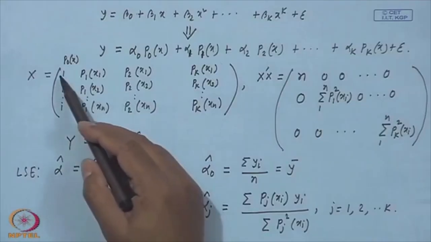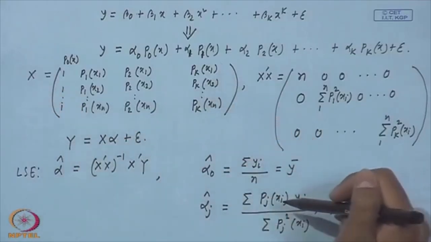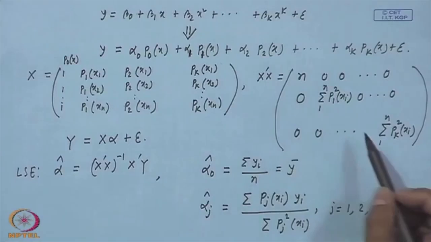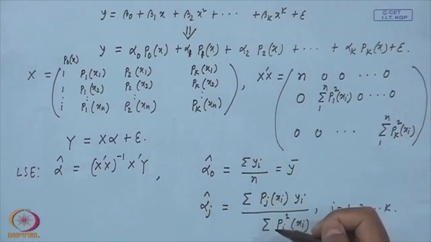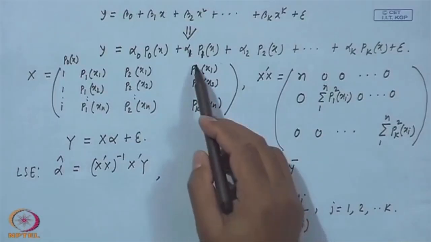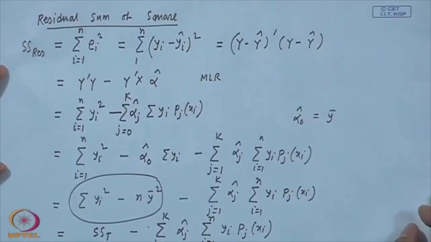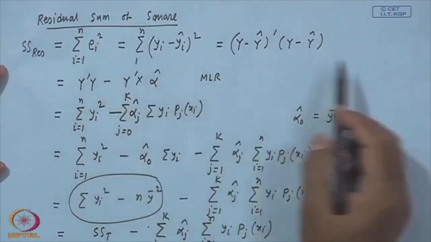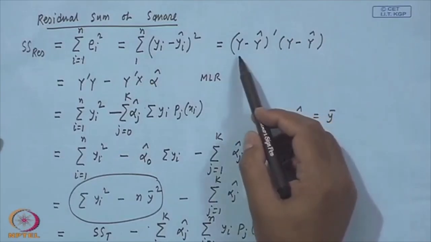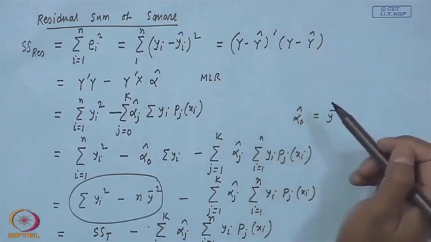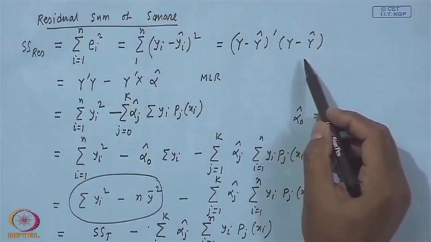And here you can see the X matrix, which is the coefficient matrix. Once you have the coefficient matrix, you can compute X prime X, and then you can estimate the regression coefficients, like alpha j hat and alpha 0 hat. And then the residual sum of square is summation e i square, which can be written in matrix form as y minus y hat prime into y minus y hat.